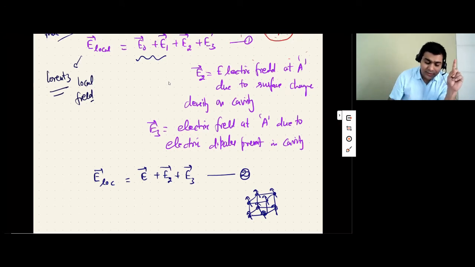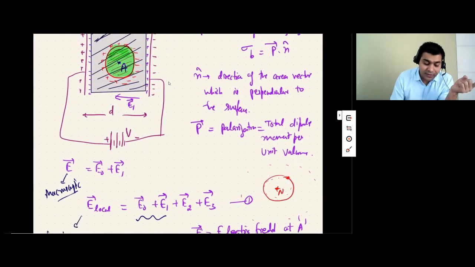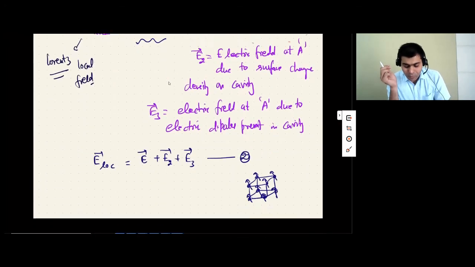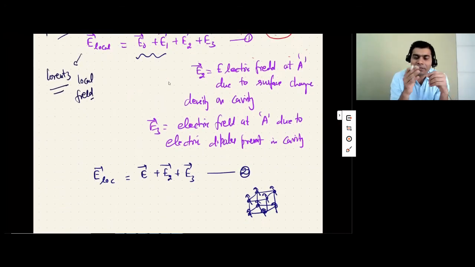One assumption in this derivation is that we consider this dielectric material to be isotropic. That is, the effect of these neighboring electric dipoles is not direction dependent. It is the same in every direction. In whichever direction we consider from A, the material seems quite isotropic. For most practical dense materials, their structure is cubic or they are amorphous, and they are isotropic. E3 equal to 0 is a good assumption to work with.